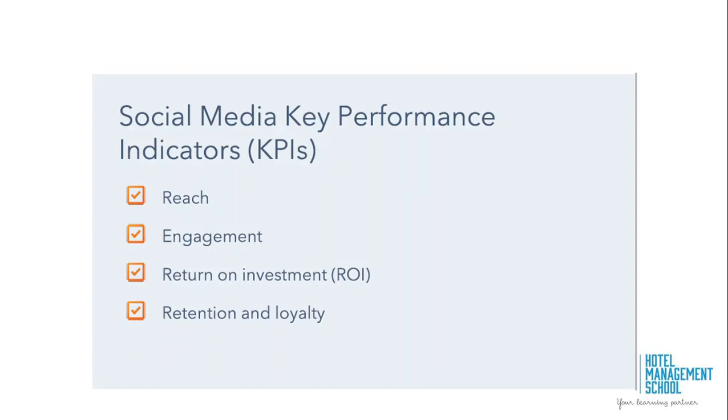So to understand, a social media strategy normally works on a few key performance indicators. You may want to try to reach, engage, return on investment, and retention and loyalty. So these are the four KPIs that social media strategies are targeting. So let's talk about them one by one.